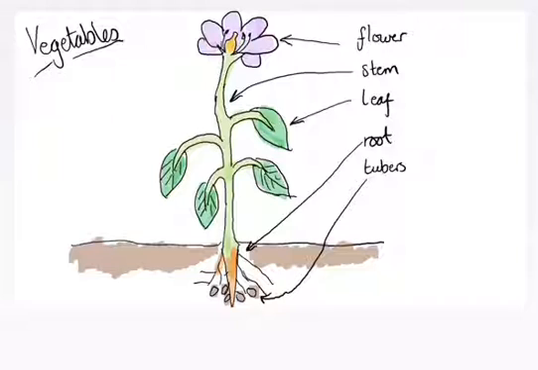Now, if what we're eating used to be one of those parts of a plant, then it's a vegetable. So if it is a flower and we eat it, it's a vegetable. If it's a stem and we eat it, it's a vegetable. If it's a leaf and we eat it, it's a vegetable. If it's a root and we eat it, it's a vegetable. And if it's a tuber and we eat it, it's a vegetable. Now, it's not always easy to tell what things were. So let's have a look at that now.